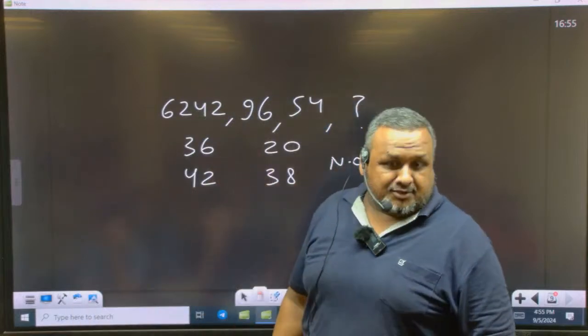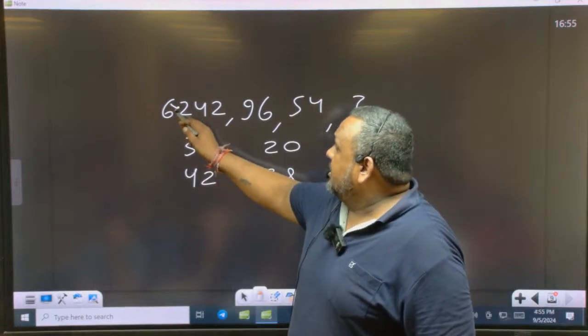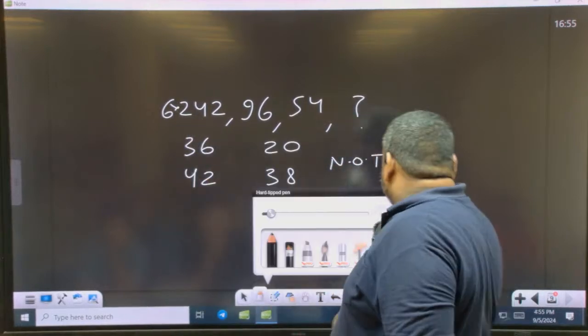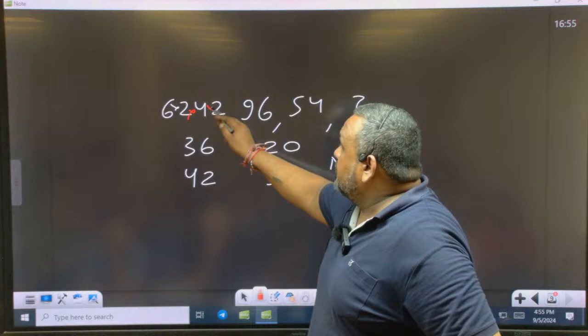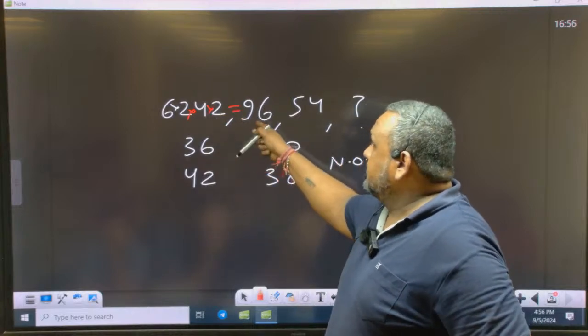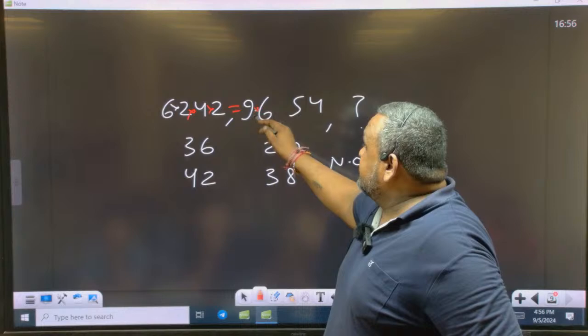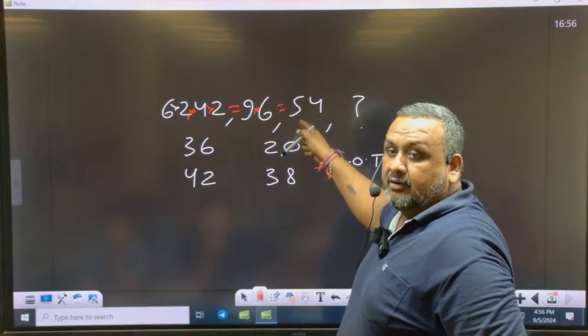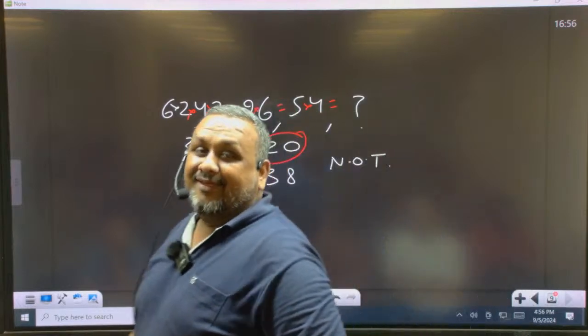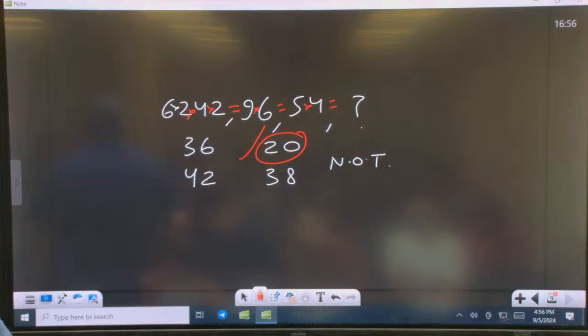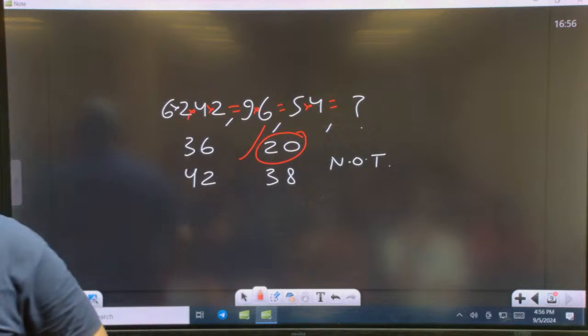Now look, the magic of logical reasoning. 6 to 12, 12 fours are 48. And 48 to 96. 96 times... 54. And 54 gives the answer. We will move slowly, slowly to this level. That's why reasoning is also known as mental maths.